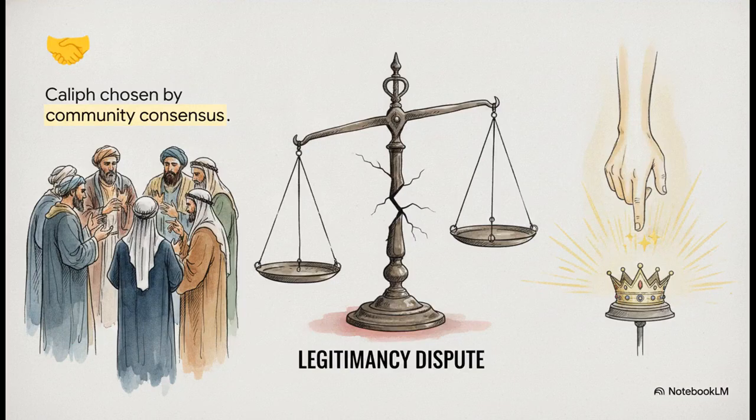So, the crucial point is that the root of this entire divide was a fundamental disagreement over who should rightfully succeed the Prophet Muhammad. On one side, those who would become Sunni believe the leader, or caliph, should be chosen by a consensus or council of the community, starting with Abu Bakr. On the other side, the Shia believed that Muhammad had explicitly and divinely appointed his cousin and son-in-law Ali ibn Abi Talib to be his successor.